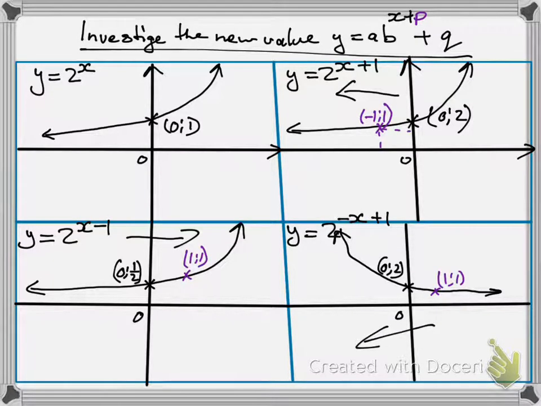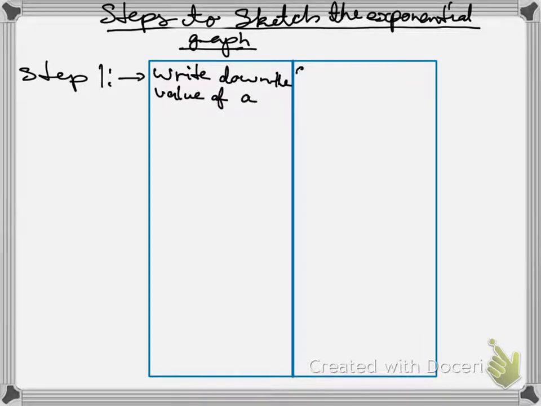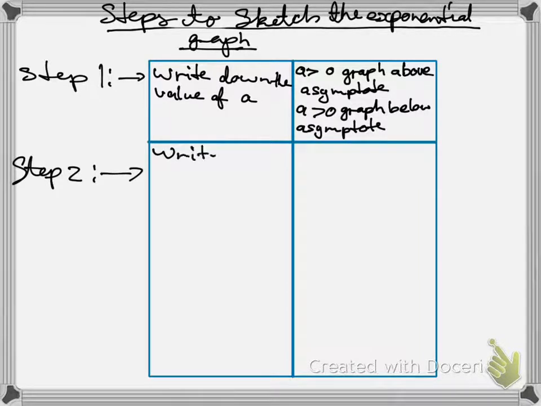Okay, moving on. Let's look at the steps to follow when you want to sketch this particular graph. Step 1 is you write down the value of a. Remember, a will tell you if the graph is above the asymptote or below the asymptote. And then step 2, you write down the value of b. Remember, the value of b is dependent on the value of a.